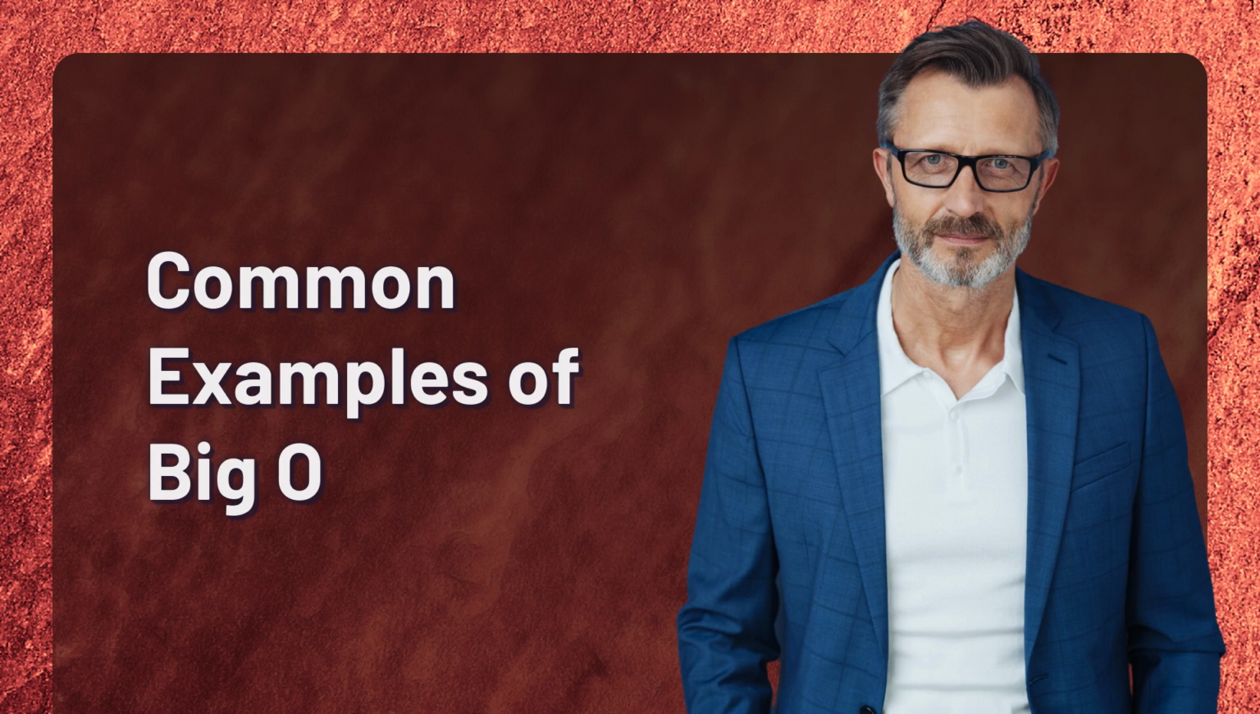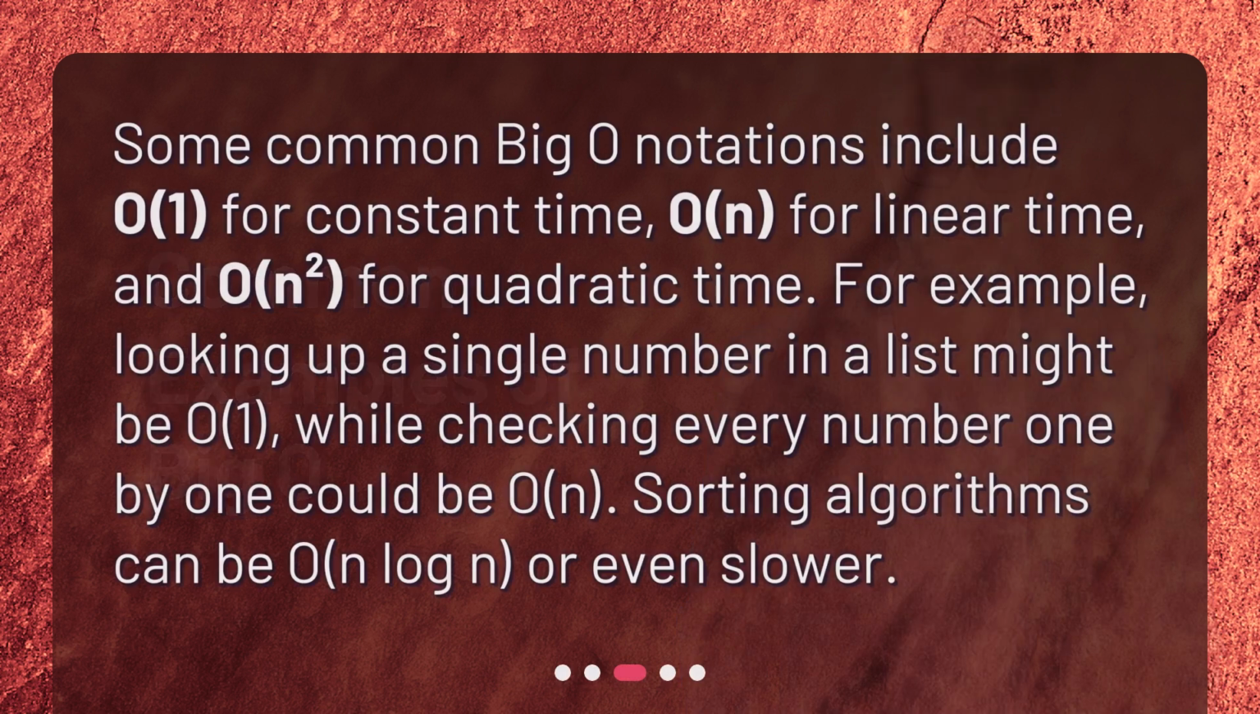Common examples of Big O. Some common Big O notations include O(1) for constant time, O(n) for linear time, and O(n²) for quadratic time. For example, looking up a single number in a list might be O(1), while checking every number one by one could be O(n). Sorting algorithms can be O(n log n), or even slower.